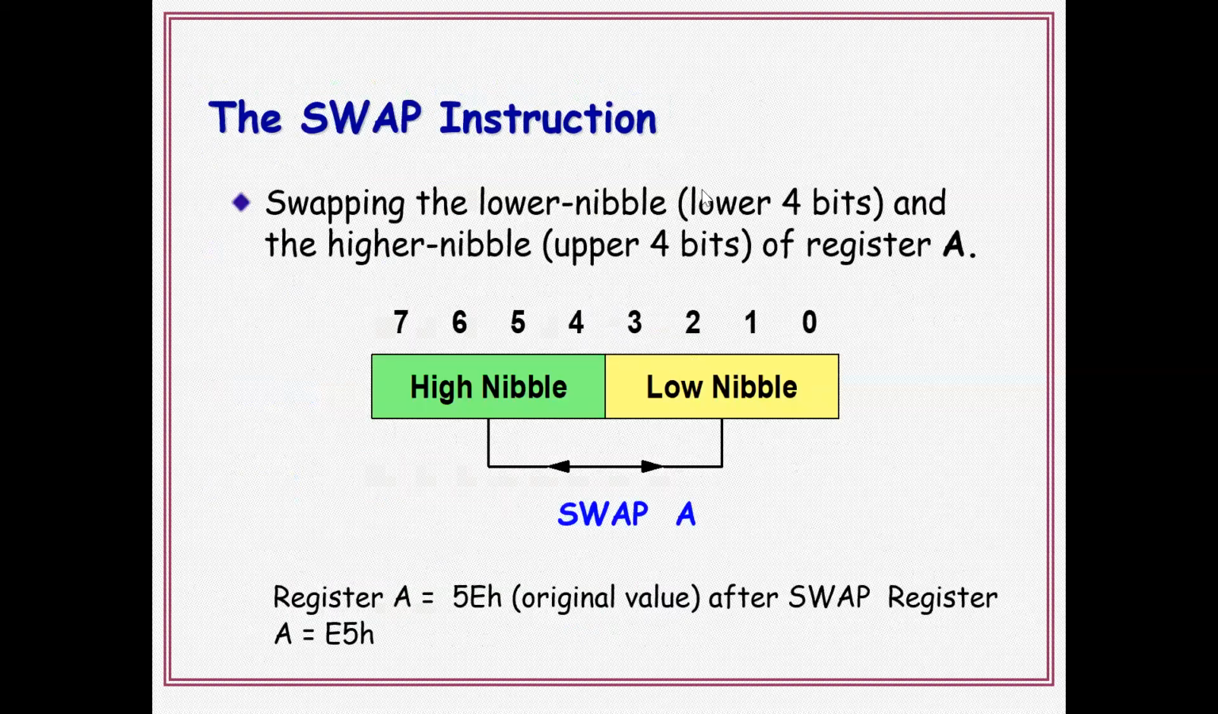And the swap instruction swaps the lower nibble and higher nibble of register A. For example, register A equals 5EH as the original value. After the swap, the accumulator contains the lower nibble copied into the higher nibble and the higher nibble copied into the lower nibble, giving E5H.